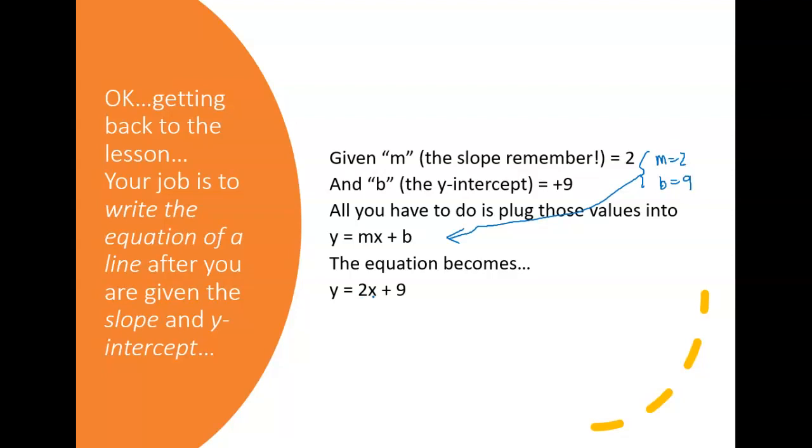So y = 2x, because my m is 2 now, and my b is 9. So y = 2x + 9. The equation of the line is y = 2x + 9. Very similar, probably a question you'd get. If you're just given the slope and the y-intercept outright, you can just sub them right into that equation, and there you go. You've got your equation of a line because you've been given those values.